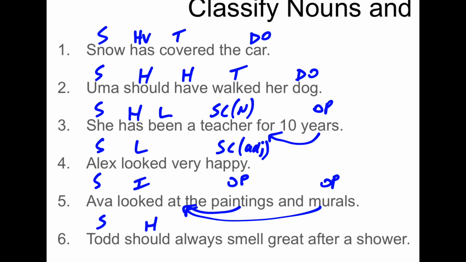Todd should, being a helping verb, always, being an adverb, we ignore that, and smell being a linking verb. Great is the subject complement, and it's an adjective. After a shower, that's the object of this preposition.